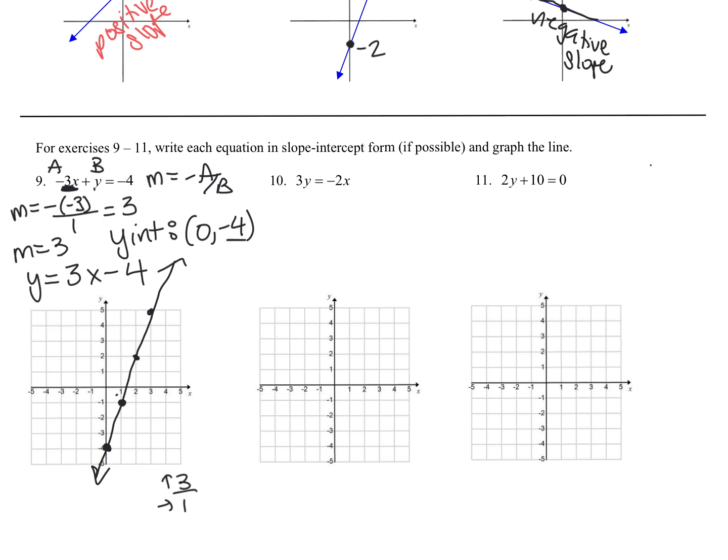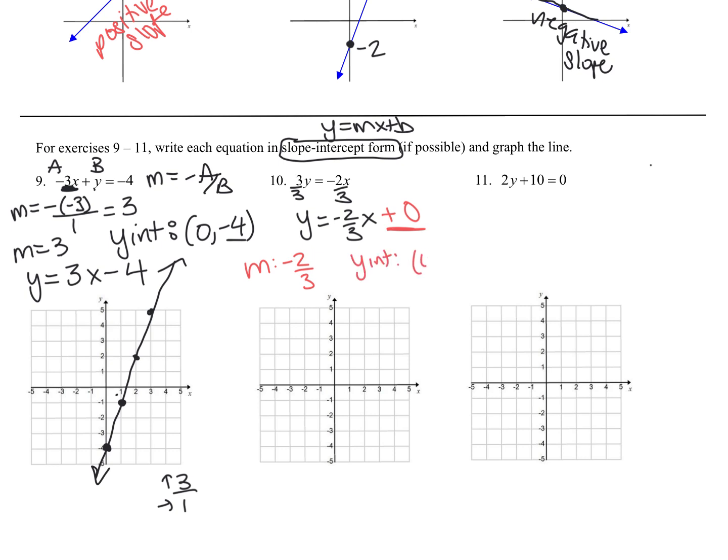All right, number 10. Now, number 10 is not really in any kind of form, but I want it to be in slope-intercept form, which remember is y equals mx plus b. So on number 10, I'm going to divide both sides by 3. Then I have y equals negative 2/3 x. But if you think about it, I can see that my slope is negative 2/3, but there's like an invisible plus 0 here, right? This is invisible. So that means that my slope is negative 2/3, and my y-intercept is actually at 0, 0.